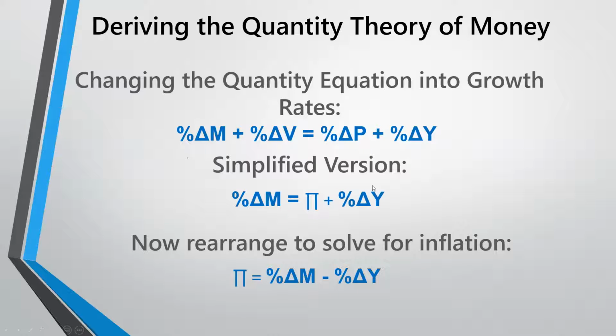So when we simplify this, the quantity theory of money makes a couple of assumptions that I'll go over. The first one is that the percent change in the velocity of money is going to be 0. So you can see that that's been removed here on the left. And then on the right side, we're saying that the percent change in the price level is inflation. So that's how we simplify it down here, and then we rearrange it to solve for inflation.